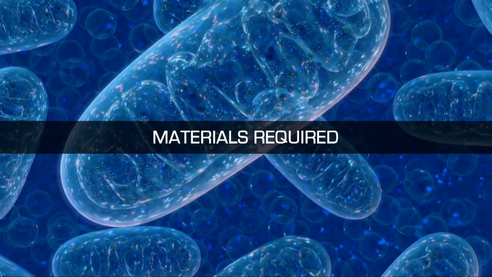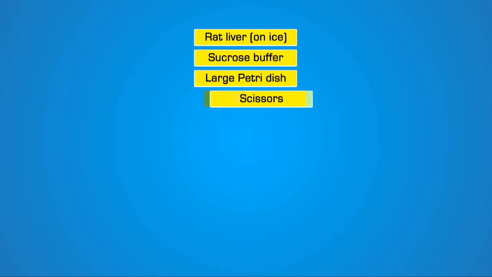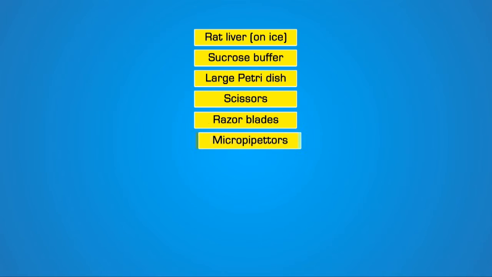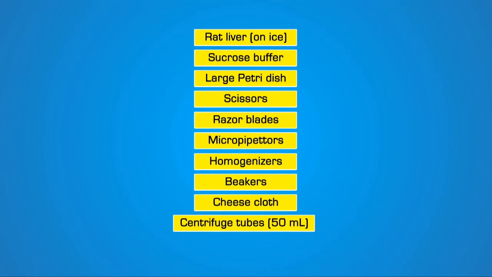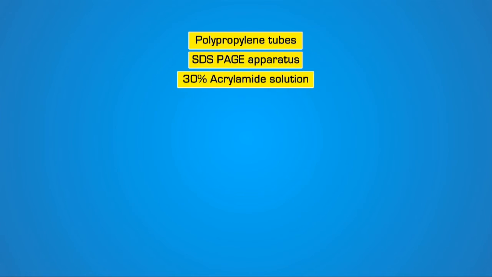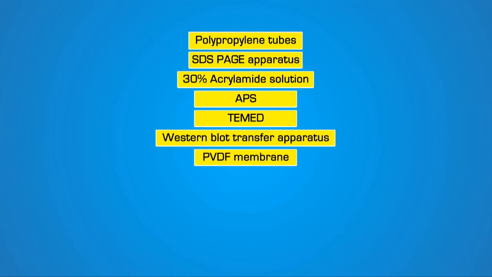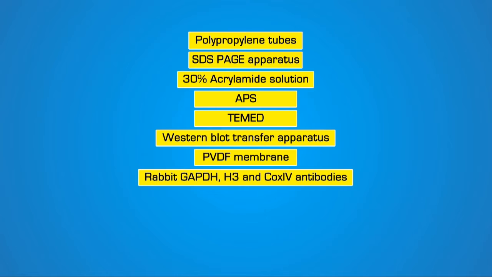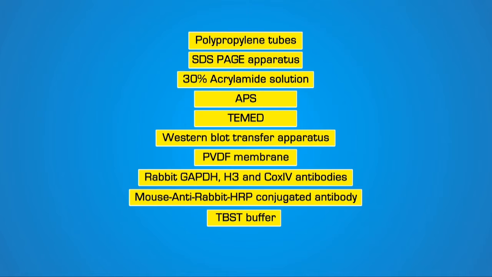In materials required, we'll be requiring rat liver, which is placed on ice, sucrose buffer, large petri dish, scissors, razor blades, micropipetters, homogenizers, beakers, cheesecloth, centrifuge tube of 50 ml capacity, microfuge tubes, polypropylene tubes, SDS-PAGE apparatus, 30% acrylamide solution, APS, TEMED, Western blot transfer apparatus, PVDF membrane, rabbit GAPDH, H3 and COX-4 antibodies, mouse anti-rabbit HRP conjugated antibody, TBST buffer and ECL.